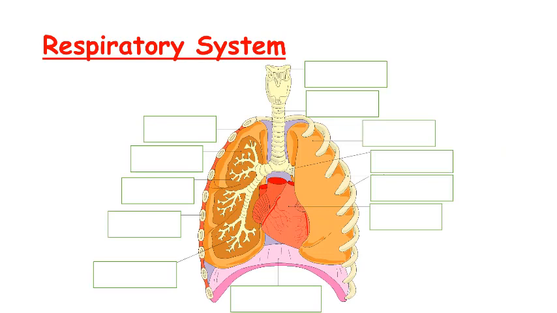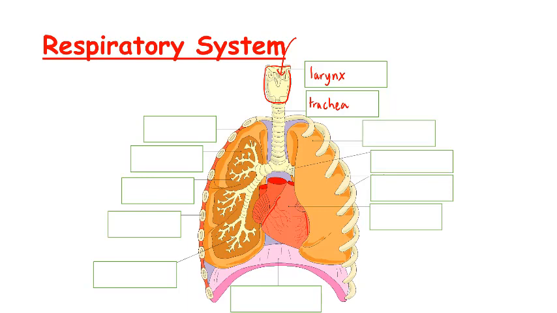So, looking at the respiratory system then, if we start off at the very top here and work our way down, the first structure we've got is the larynx, which is basically your voice box. So it's this area here. Air moves in through there. It travels down through your windpipe, which is also known as your trachea. It's sometimes called your windpipe.